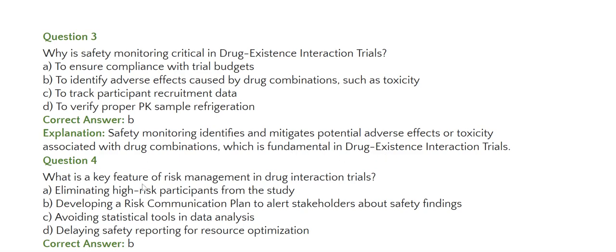Question 4. What is the key feature of risk management in drug interaction trials? A. Eliminating high-risk participants from the study. B. Developing a risk communication plan to alert stakeholders about safety findings. C. Avoiding statistical tools and data analysis. Or D. Delaying safety reporting for resource optimization. The answer would be B.